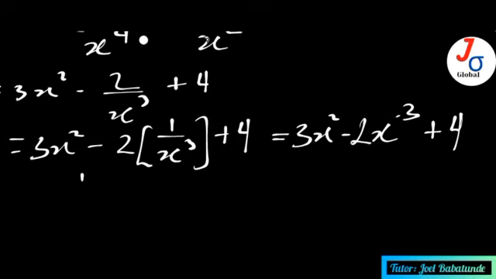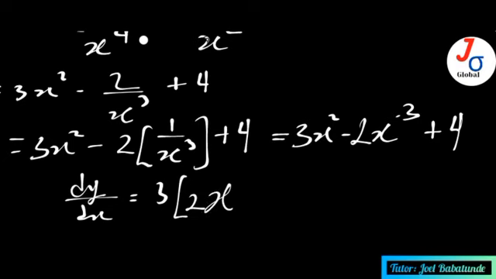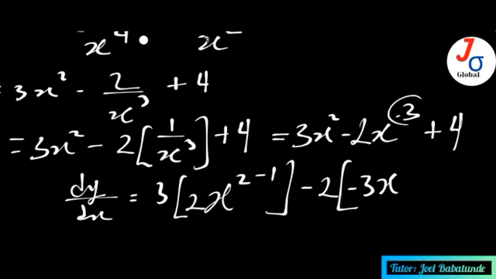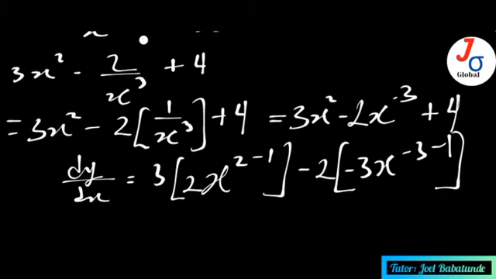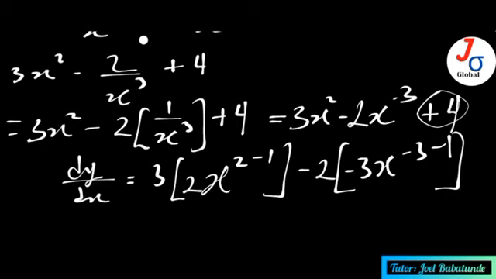So my dy/dx becomes 3 into, I'll bring down this 2. So that's 2x, then 2 minus 1. Then minus 2. Then I bring down this minus 3. So it becomes minus 3, then x, subtract 1 from minus 3, I have minus 3 minus 1. Remember that anytime you differentiate a constant, you have 0. So I don't need to write that.